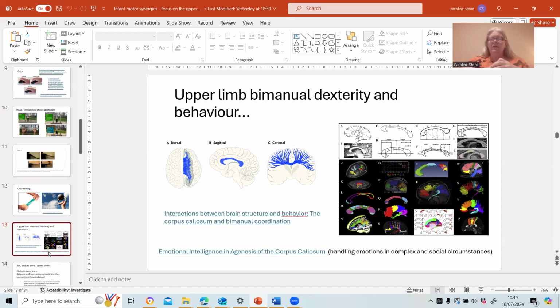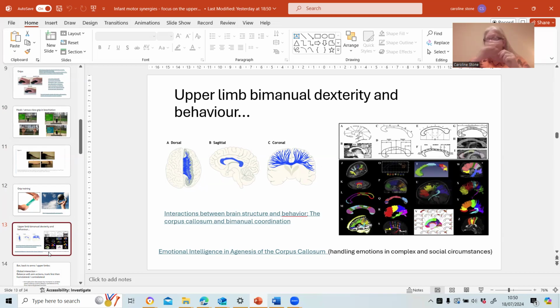So I mentioned that upper limb bimanual dexterity is informative across the hemispheres. One of the reasons is that in utilizing both upper limbs together and bringing them into the midline, so that we can have object manipulation, using visual circuitry as well as improving our dexterity, it's also going to help us develop our corpus callosum.